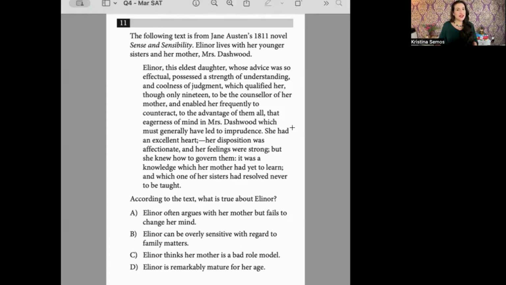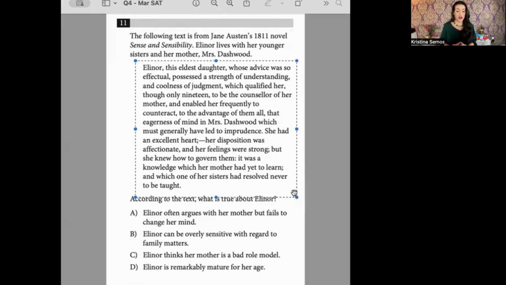Okay, so when you get to these traditional reading comp questions, which come after the sentence completions, you're going to want to read the question stem first because they're all different. So, "According to the text, what is true about Eleanor?" I'm literally looking for something that is true based on what I'm about to read. So yes, I do need to read the blurb. The following text is from Jane Austen's 1811 novel, Sense and Sensibility. Eleanor lives with her younger sisters and her mother, Mrs. Dashwood. Here's the actual text.